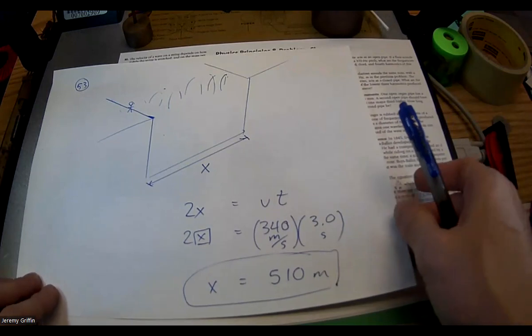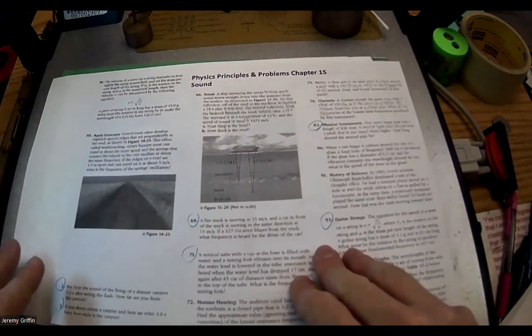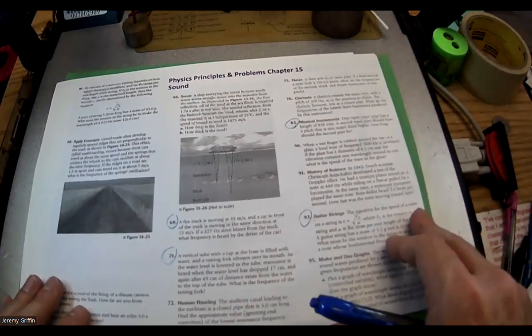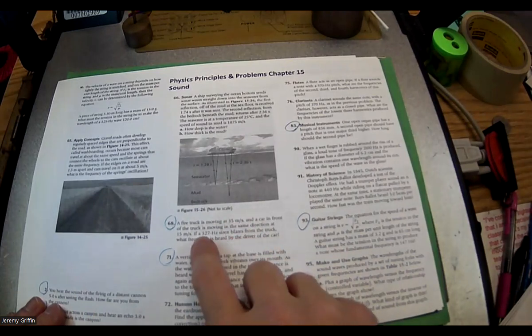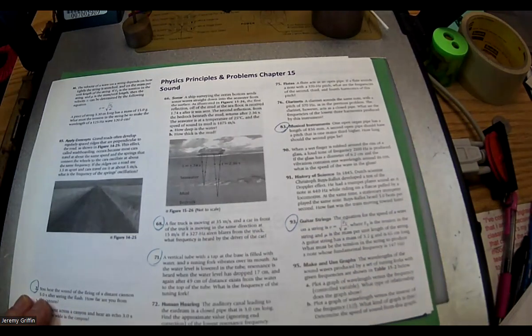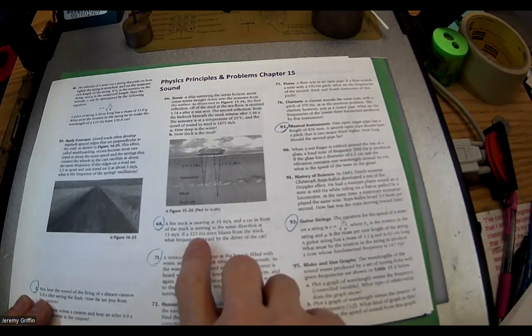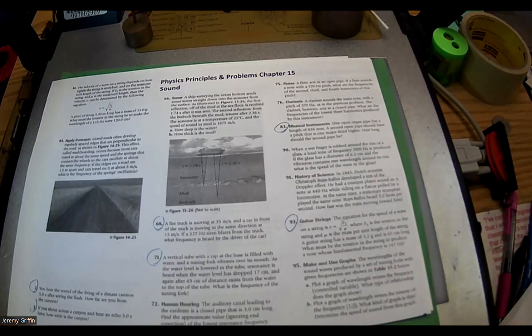All right, let's go back. A fire truck is moving 35 meters per second. The car in front of the truck is moving in the same direction at 15 meters per second, so going slower. And this fire truck is blasting a 327 hertz siren. What frequency is heard by the driver of the car?